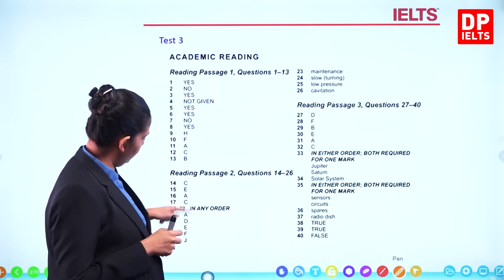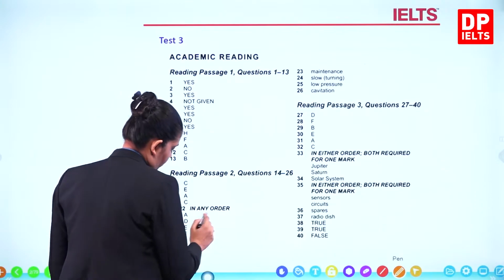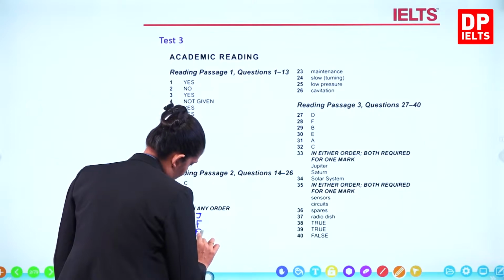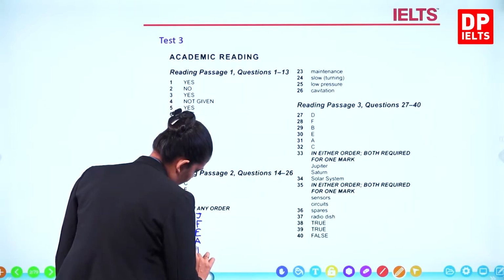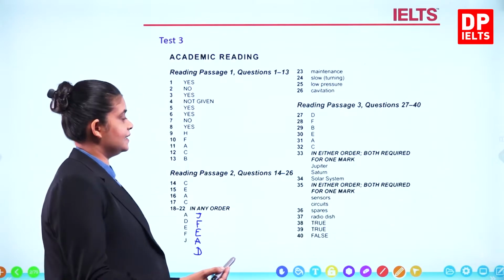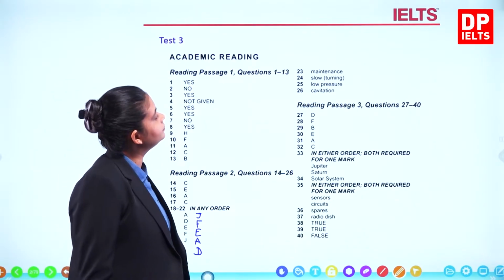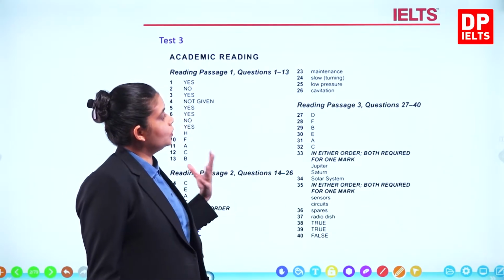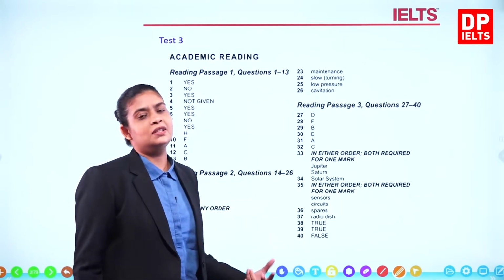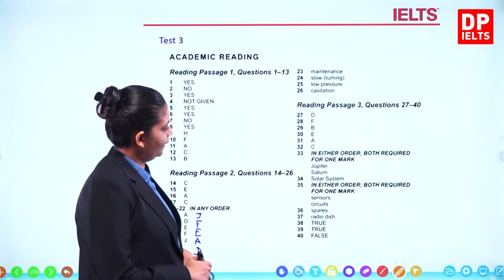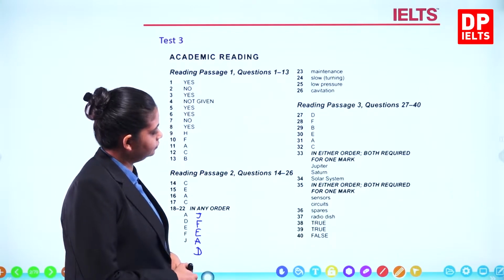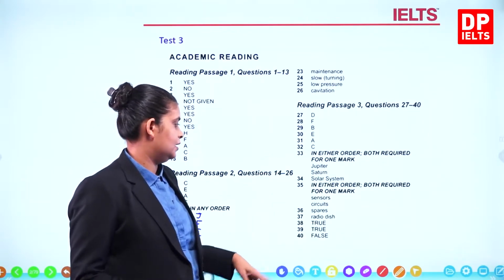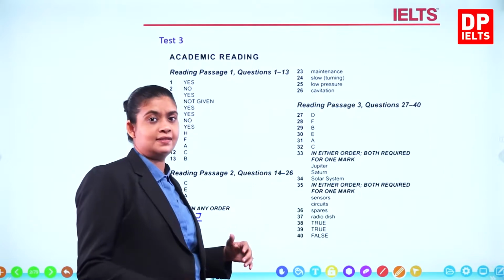Again, this can be in any order, so it can be, for example, J, F, E, A, D. It can be in any order, as long as you have these letters, then it's perfectly fine. Maintenance, check for your spelling, please. Slow turning or just slow is fine, but only turning is wrong. Again, Jupiter, Saturn, you could have Saturn, Jupiter. Sensors, circuits, you could have circuits and sensors, the other way around.